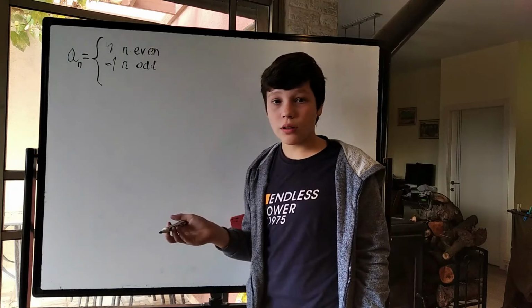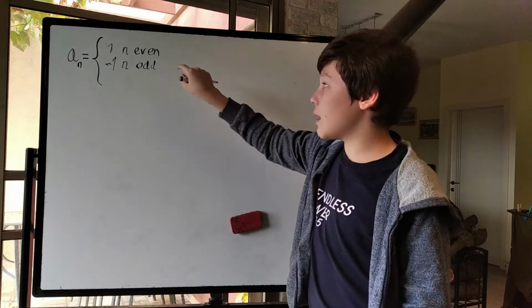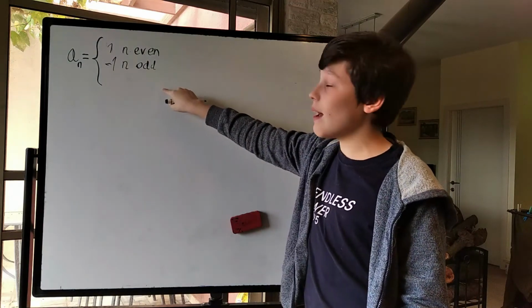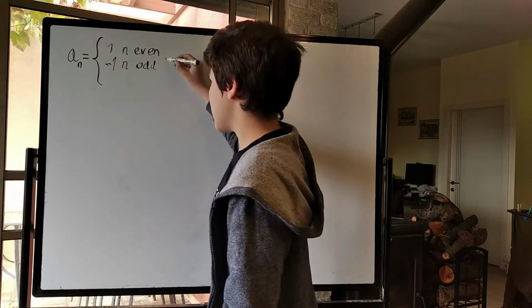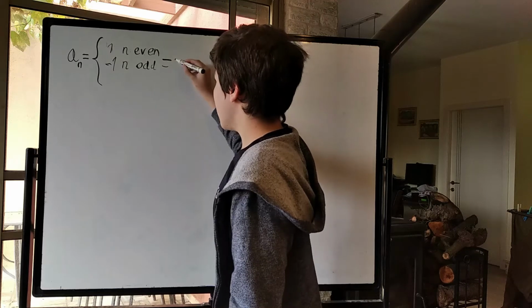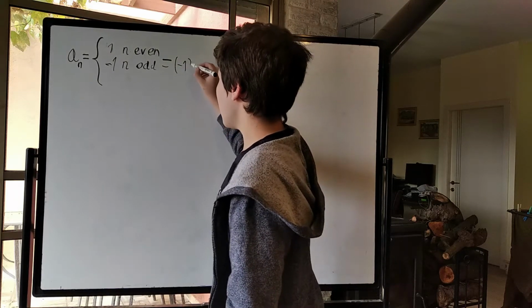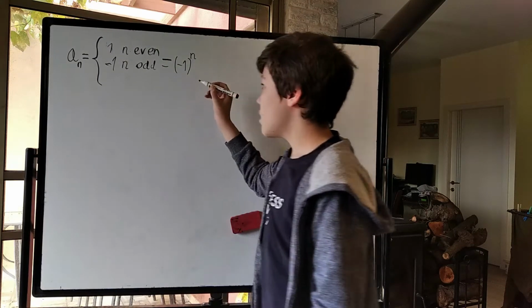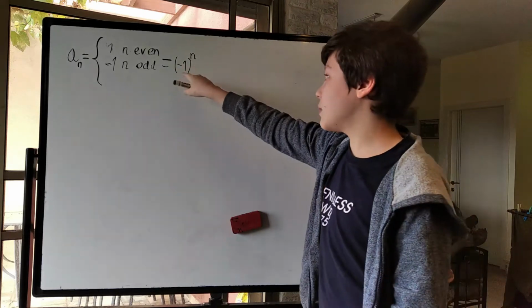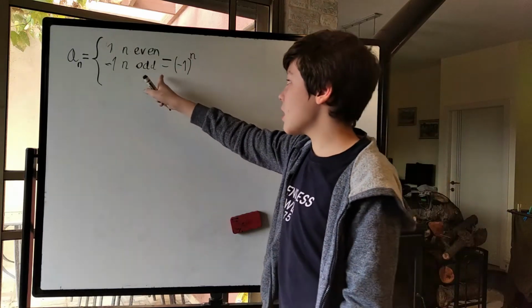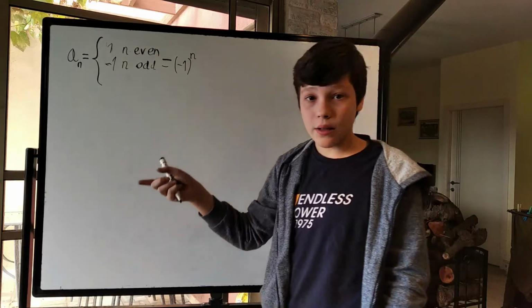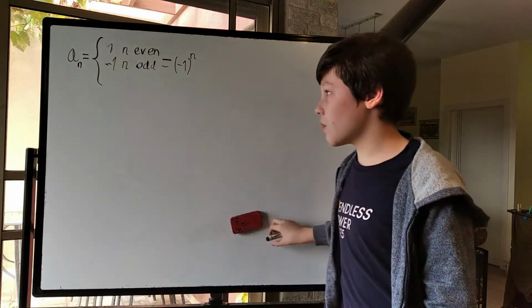And the base for all of this is, in this specific case where you have 1 when n is even, negative 1 when n is odd, it's negative 1 to the n. When n is even, negative 1 to an even power is 1. When n is odd, negative 1 to an odd power is negative 1. That's where everything comes from.